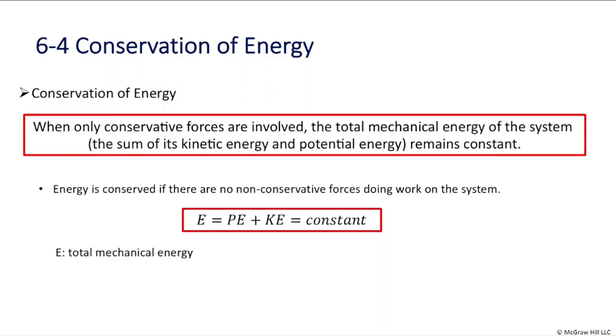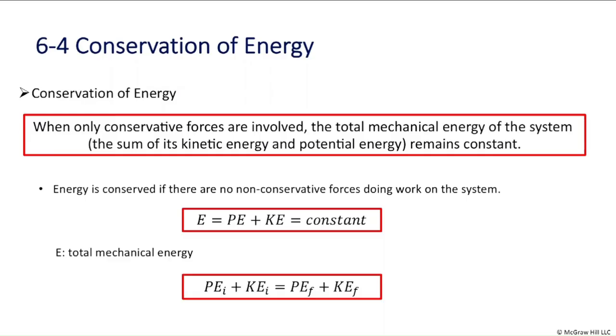E is the total mechanical energy, PE is potential energy, and KE means kinetic energy. So the total mechanical energy E is constant, which is equal to PE plus KE. This means that the summation of initial potential energy and kinetic energy is equal to the summation of final potential energy and kinetic energy of the system. So that means initial mechanical energy is equal to final mechanical energy. Now that we understand the concept, let's see some applications of this law in real world situations.